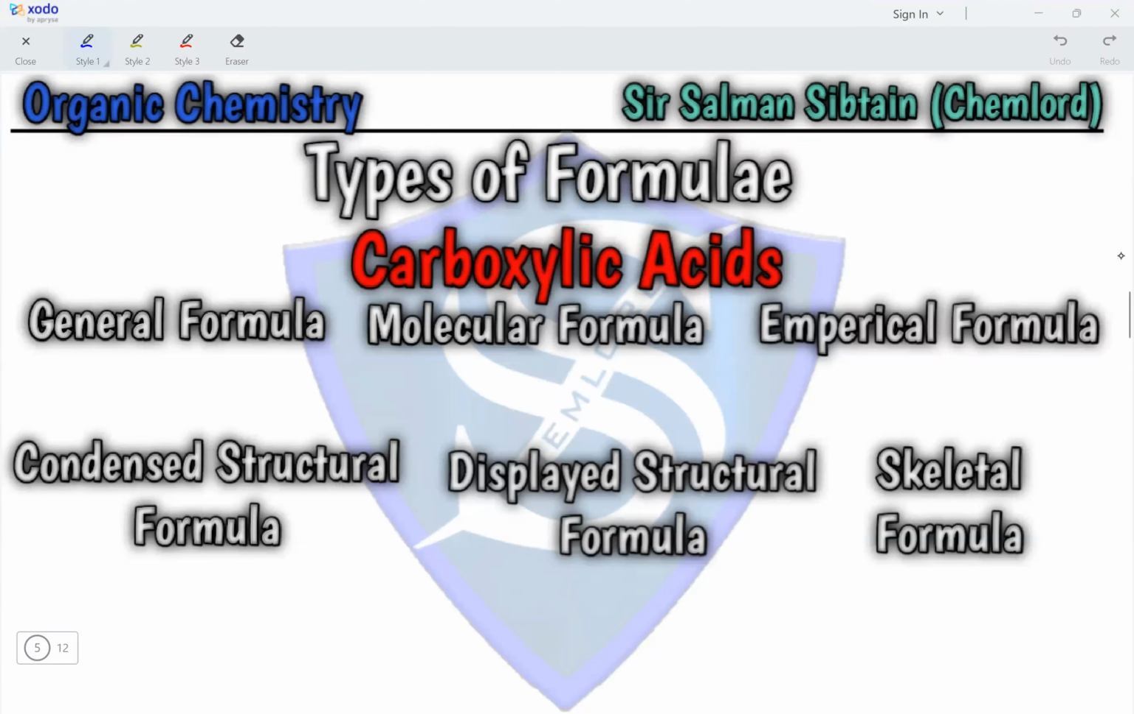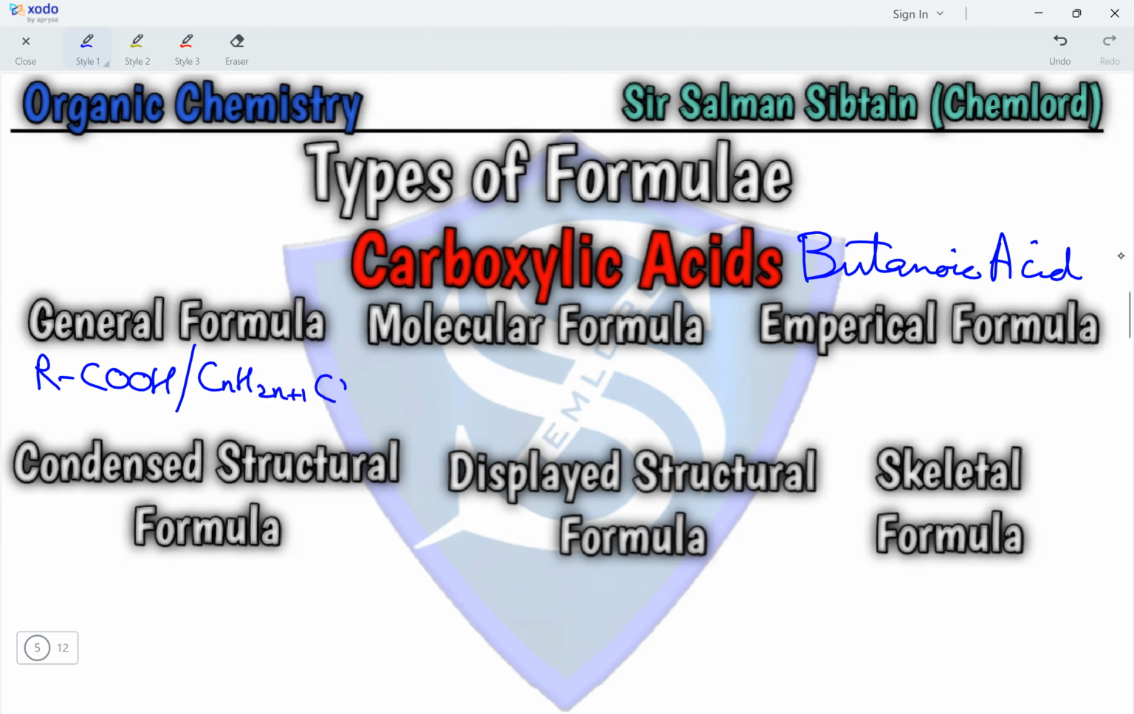Next, we'll be looking at the types of formula for carboxylic acids. So a 4 carbon carboxylic acid is called butanoic acid. So the general formula of carboxylic acids can be represented as RCOOH, and in terms of the elements present, it can be written as CnH2n+1COOH.